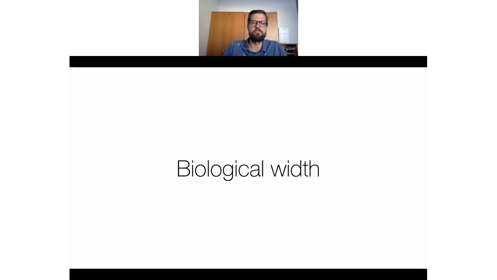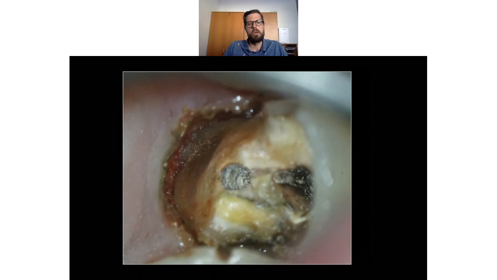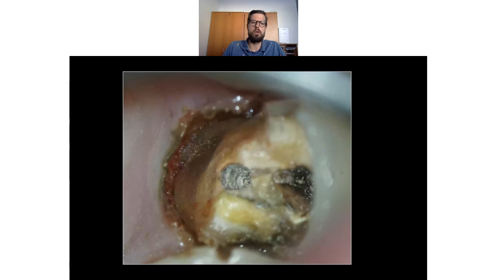So to the biological width. So what is it? So let me show you this second premolar. And this is a case where when you are looking only at the X-ray, you are thinking, okay, no problem. I do the re-endo, and I put a post inside, and I will prepare the tooth for the crown. Okay. But look at this. In the past there was a fracture that is going deep under the gingiva and to the alveolar bone.